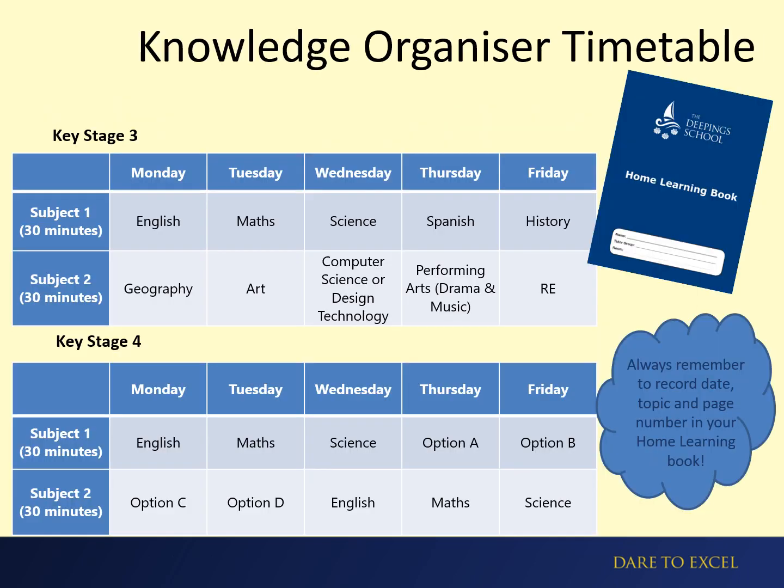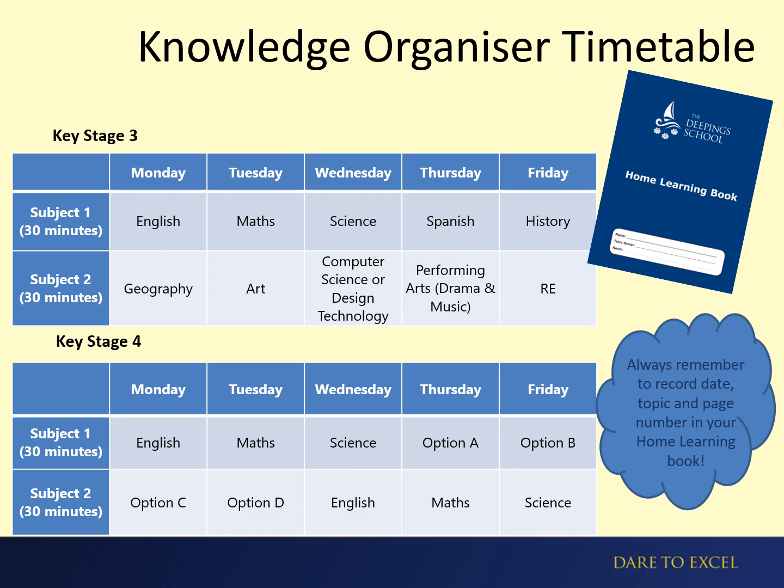As part of the home learning flowchart, I talked about once set home learning assignments are completed, that students could work on their knowledge organisers. We've put together this handy timetable for students so that if they do need to work from their knowledge organisers and they're a little bit stuck on where to start, if they follow this timetable for which subject to do on a weekly basis, it will really help them. So for example, in Key Stage 3, if it's a Monday, they should focus the first 30 minutes on English and the second 30 minutes on geography, and so on throughout the week.